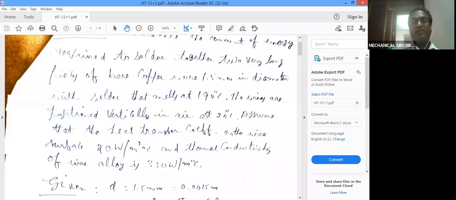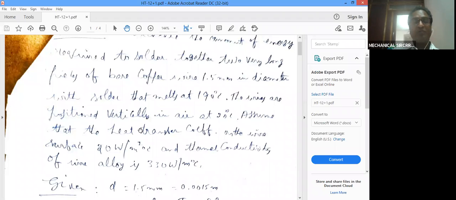So the base temperature T0 is 190 degrees centigrade. The wires are positioned vertically in air at 20 degrees centigrade. The air is the atmosphere, at air temperature 20 degrees centigrade. So the free stream temperature T infinity is 20 degrees centigrade.